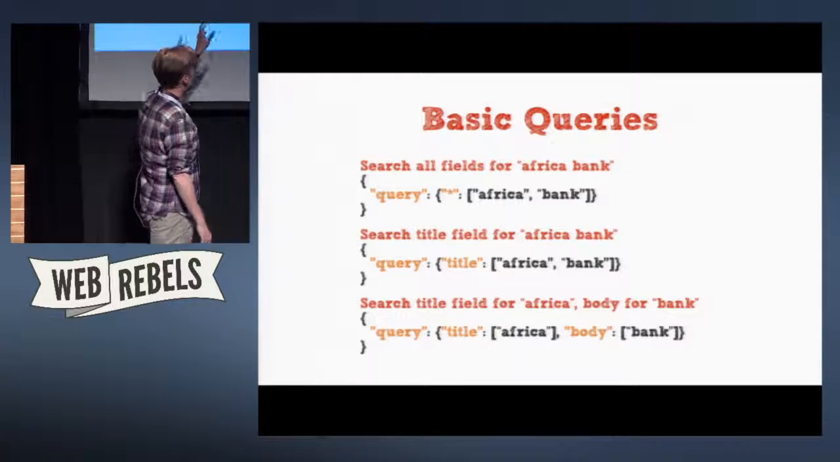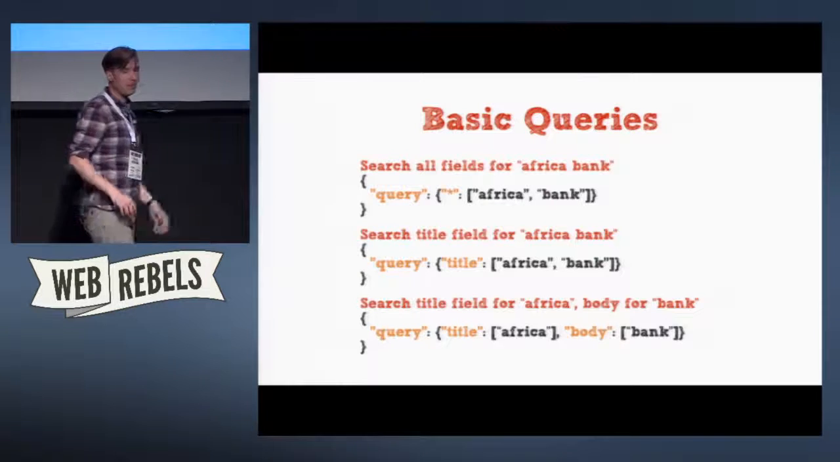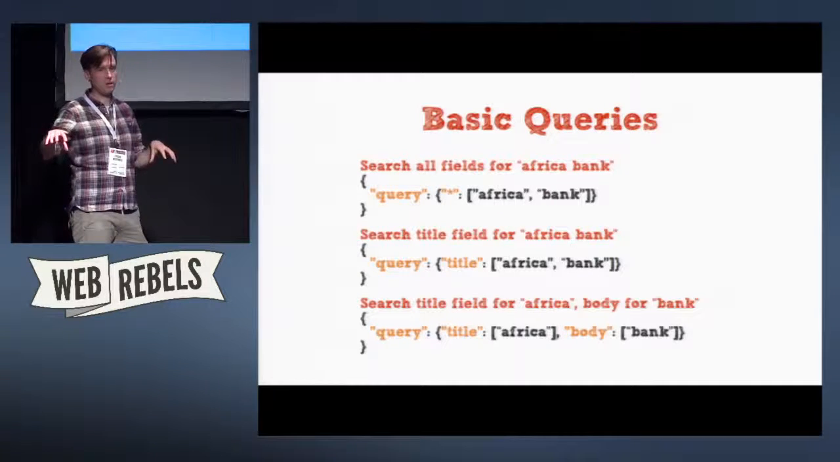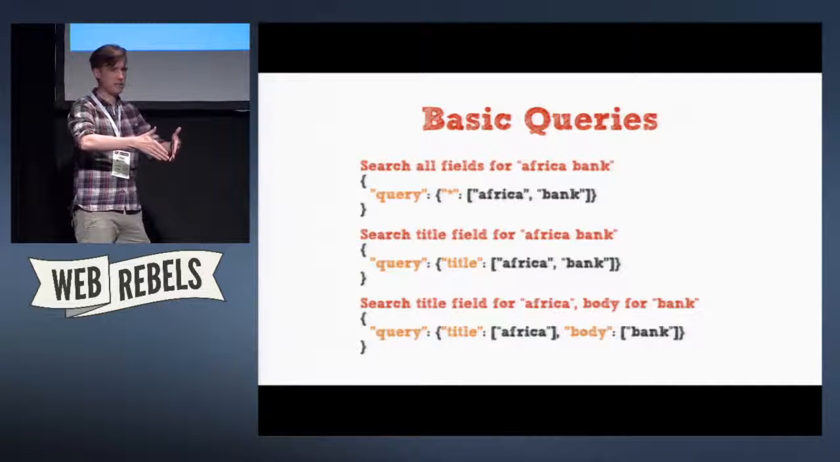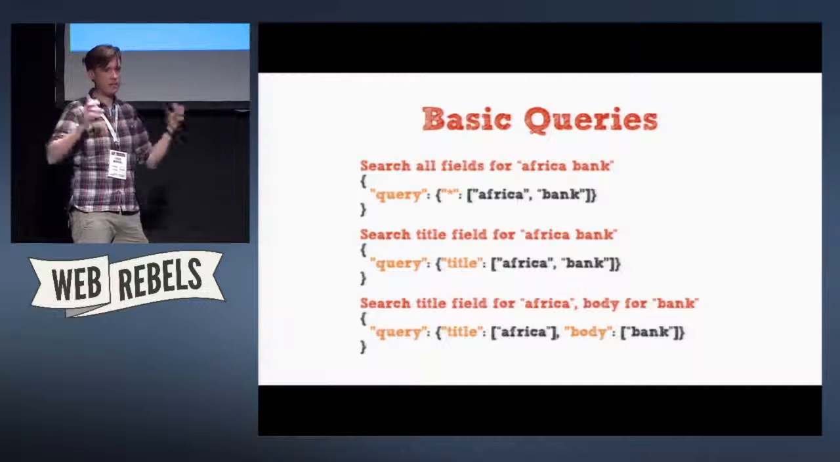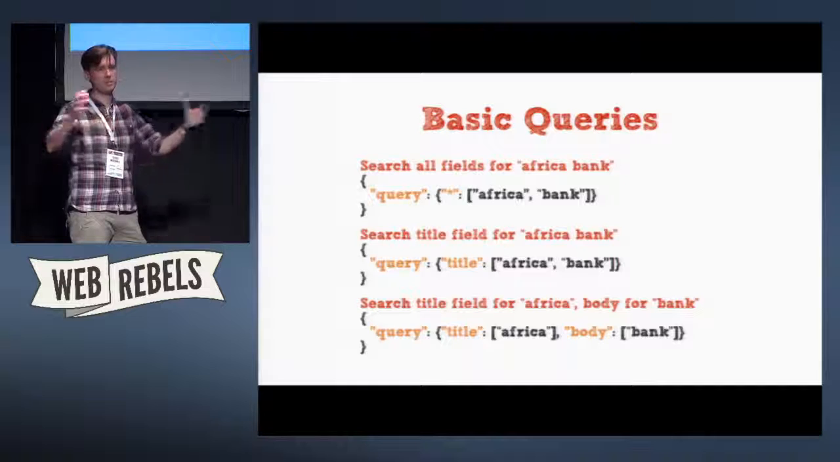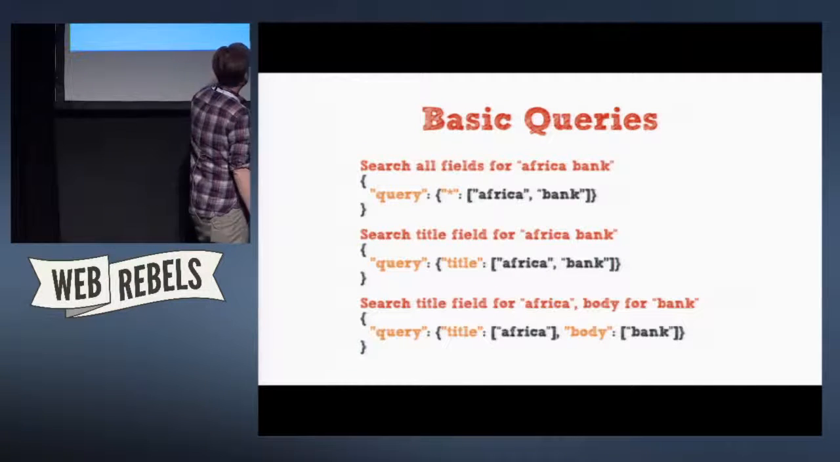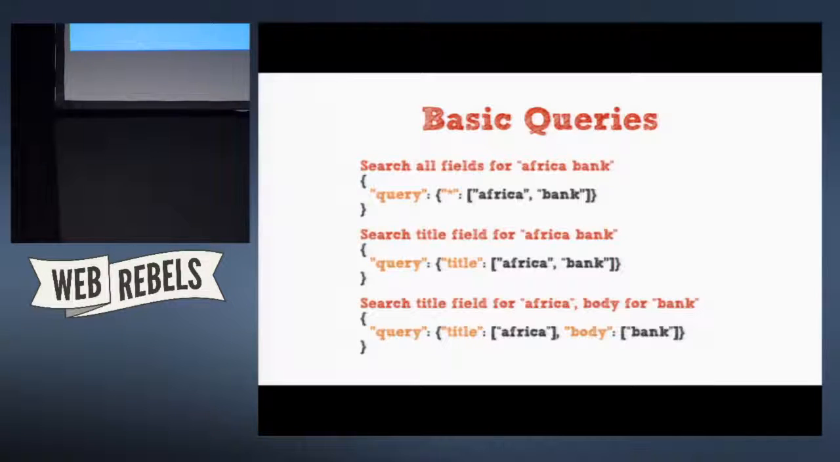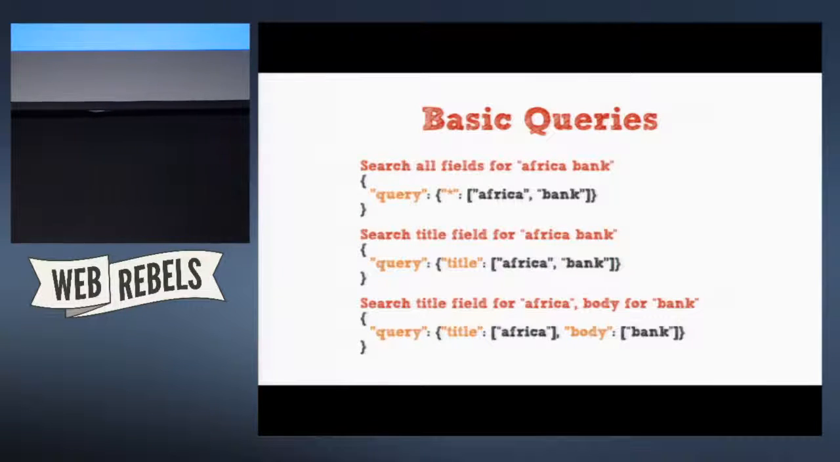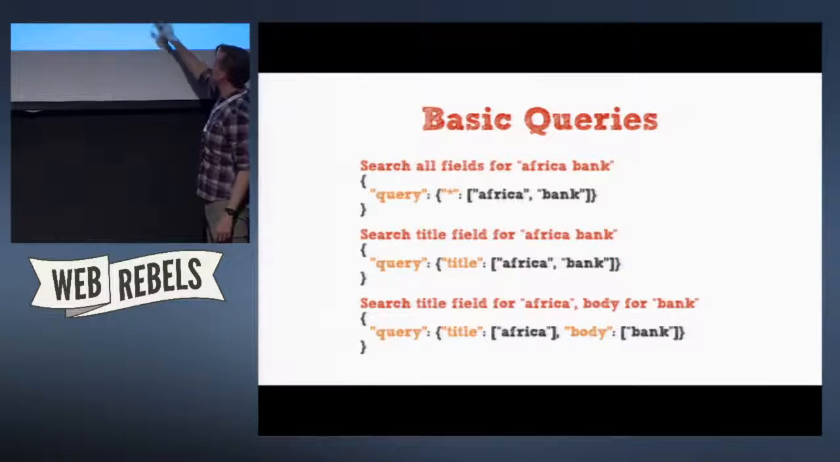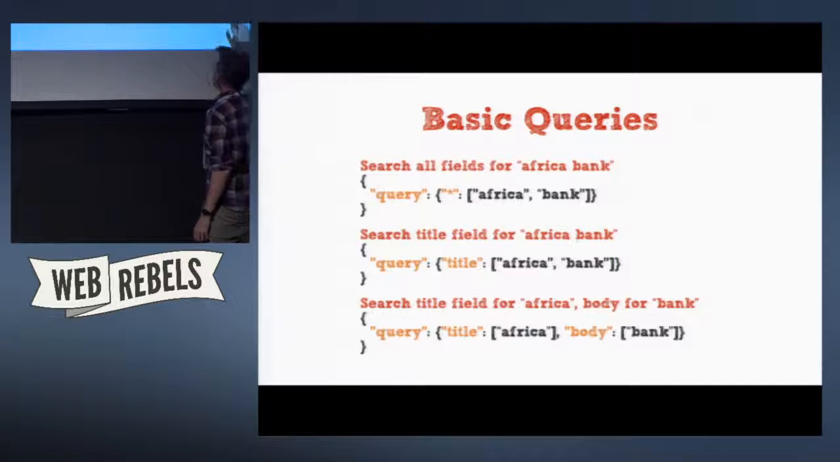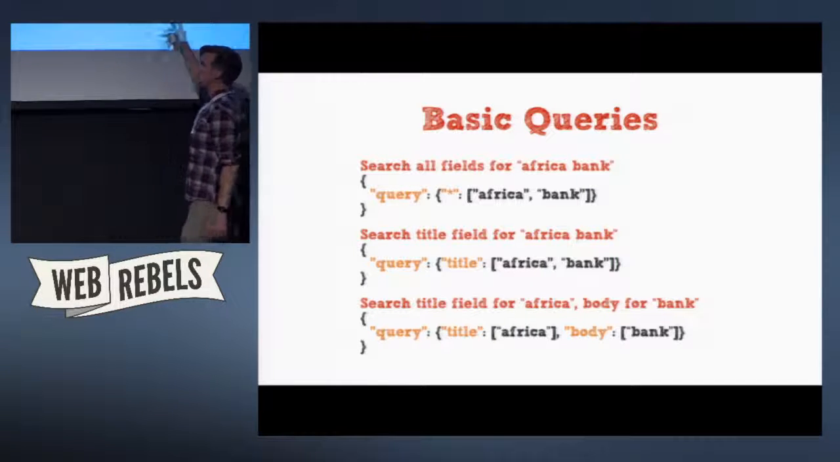You can also query on titles. We speak a lot about precision and recall. You can make more precise queries that have less recall, that will give you less back, or you can have queries that are more vague, which will return larger data sets. And you can also split up. So here we're saying I want all documents where the title is Africa and the body is bank.